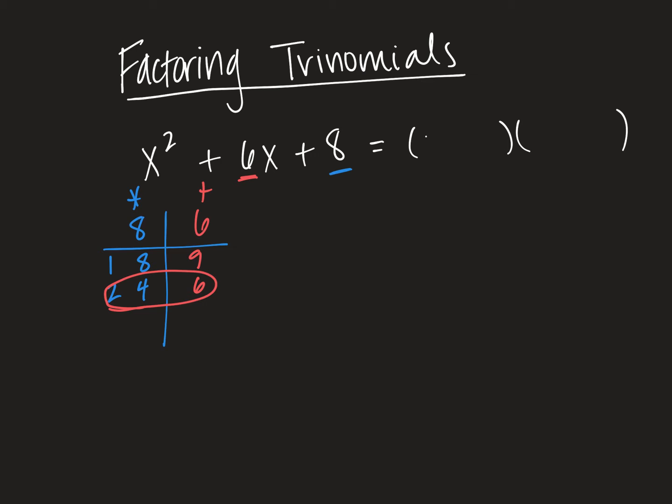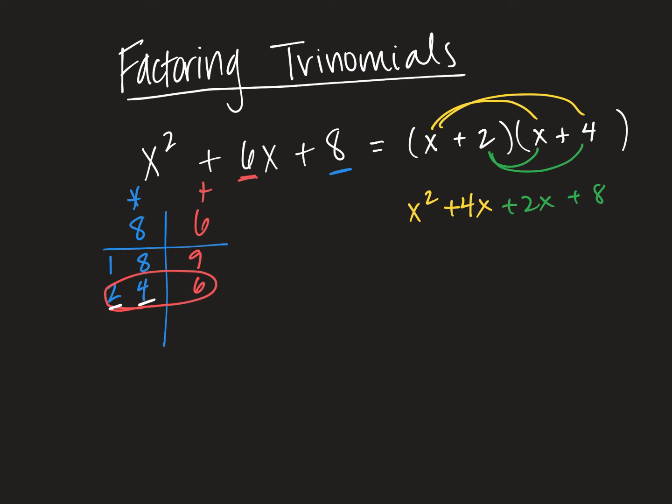So then I just take them over here and rewrite it in my binomials, x plus 2 and x plus 4. The 2 was from here and the 4 was from here. Now if I go back and double distribute, I would do x times x and get x squared, x times 4 and get 4x, 2 times x and get 2x, and 2 times 4 and get 8. And you can see that when I multiply those together, I get x squared plus 6x plus 8.